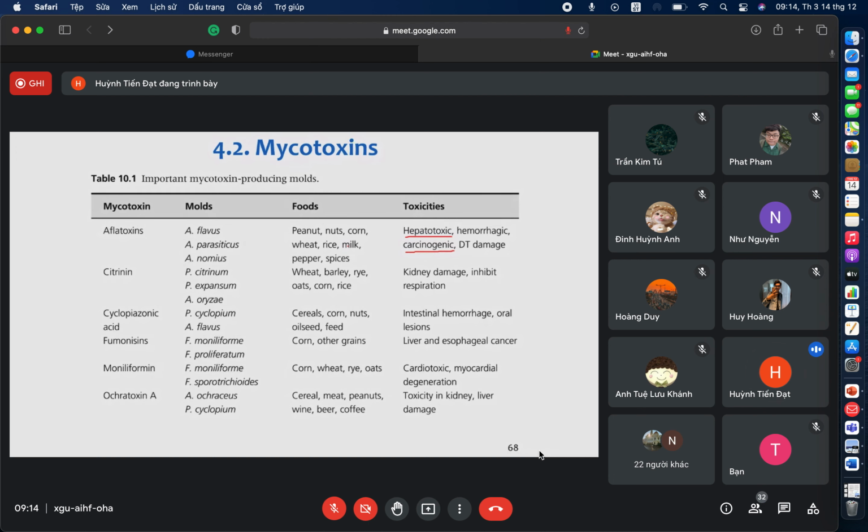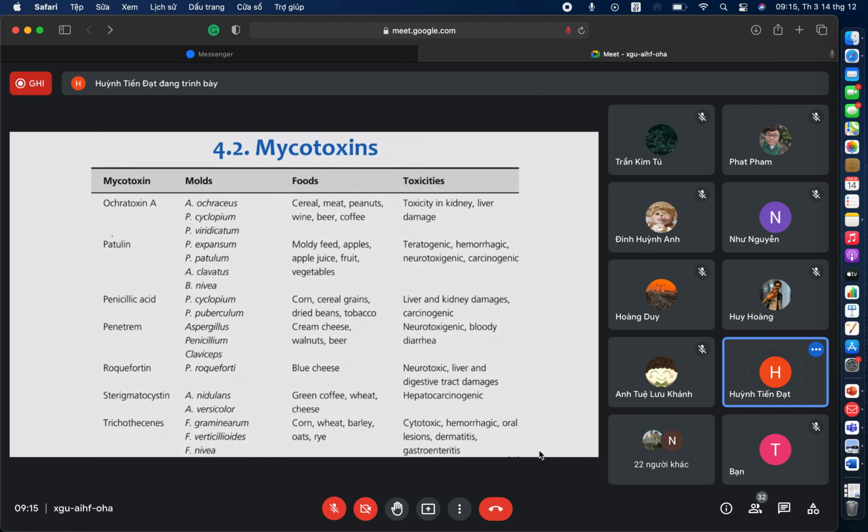So most likely what we recognize about mycotoxin here in Vietnam is that it can cause liver damage and cause cancer. That is from aflatoxin. Other effects may exist but are not common. The most common, confirmed by the literature, are hepatotoxic and carcinogenic effects: liver damage and cancer. Dangerous.